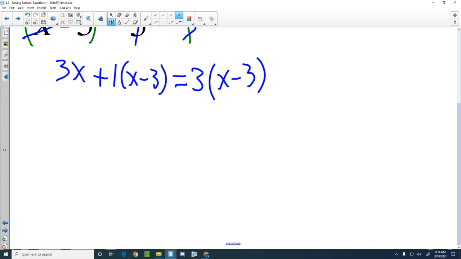Oh, I have to distribute them. Yes, sir. So distribute that 3 to both of those. Right, whatever's in front of the parentheses, you distribute. Yeah. You got one. Yep, don't forget to distribute on the right. So you need to distribute the 3 to both of those.